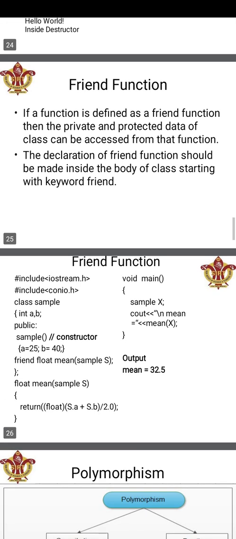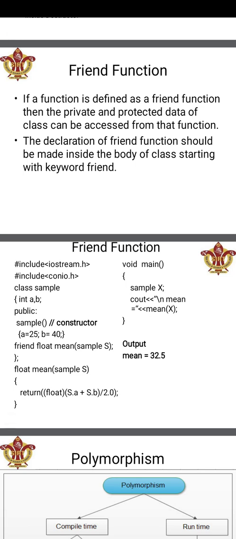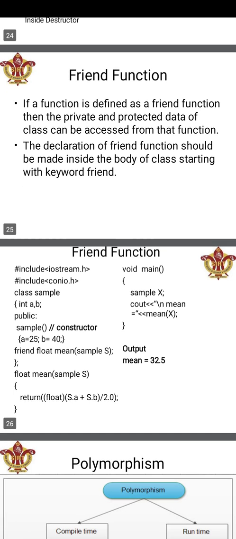Another property of the friend function is that the declaration of a friend function should be made inside the body of the class, starting with the keyword friend. The friend function has to be declared inside the class, and it will be defined outside the class. This is compulsory. A member function can be declared inside the class and defined outside, and it can also be declared and defined inside the class. So this is the member function property. In the friend function, we have to compulsorily declare it inside the class, but we cannot define it inside the class because it is not a member function, it is a friend function. So we have to define it outside the class.